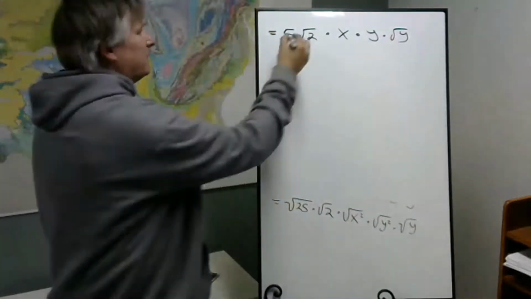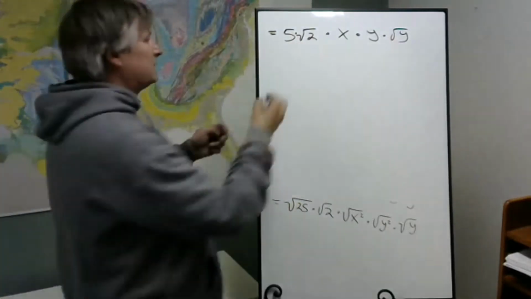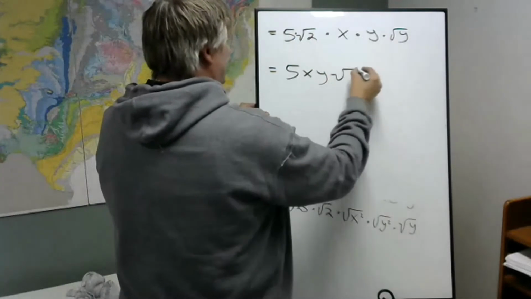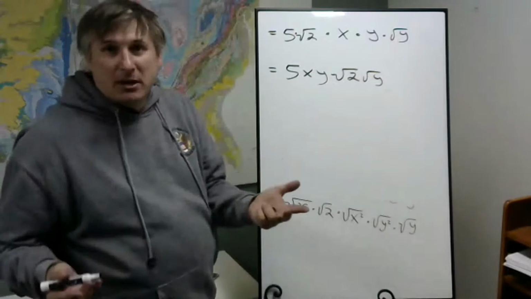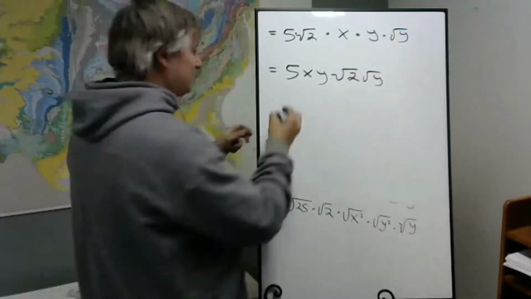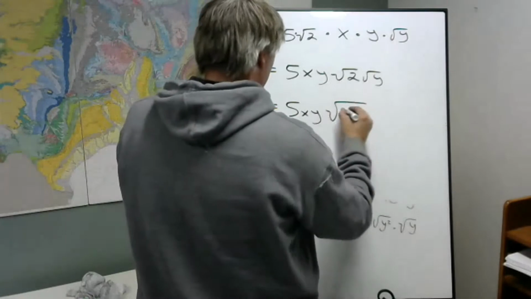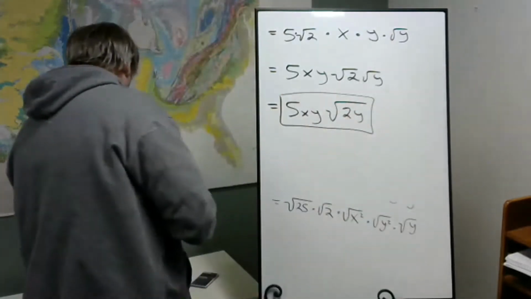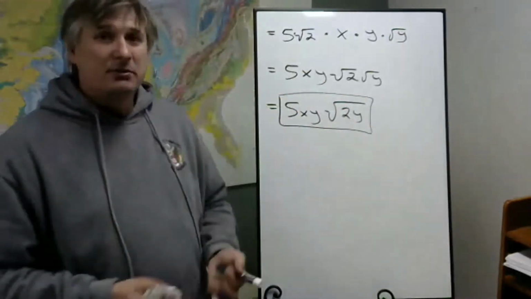So again, we can combine the non-roots, 5xy, and then we have the roots trailing at the end, and we can combine the roots. Same roots will become one root. And that's going to be your answer.